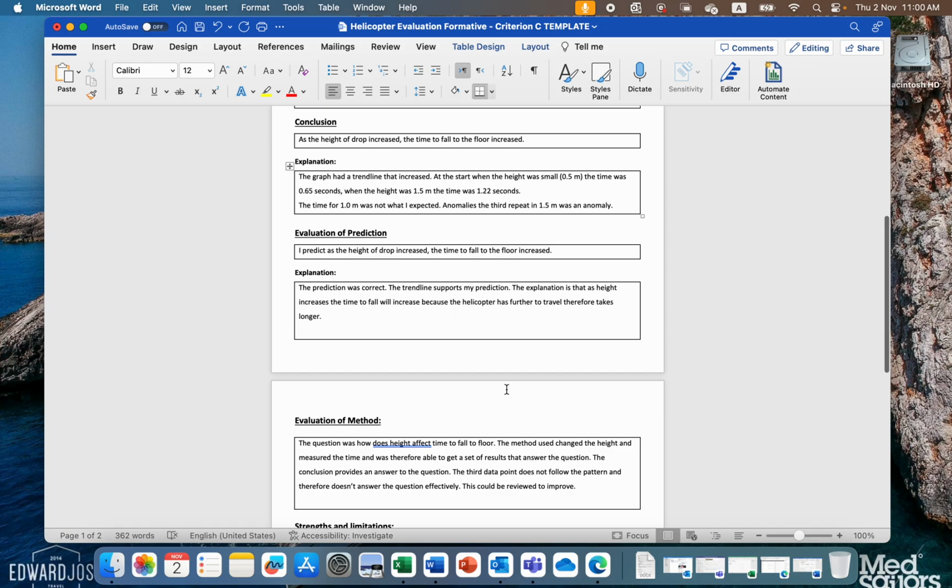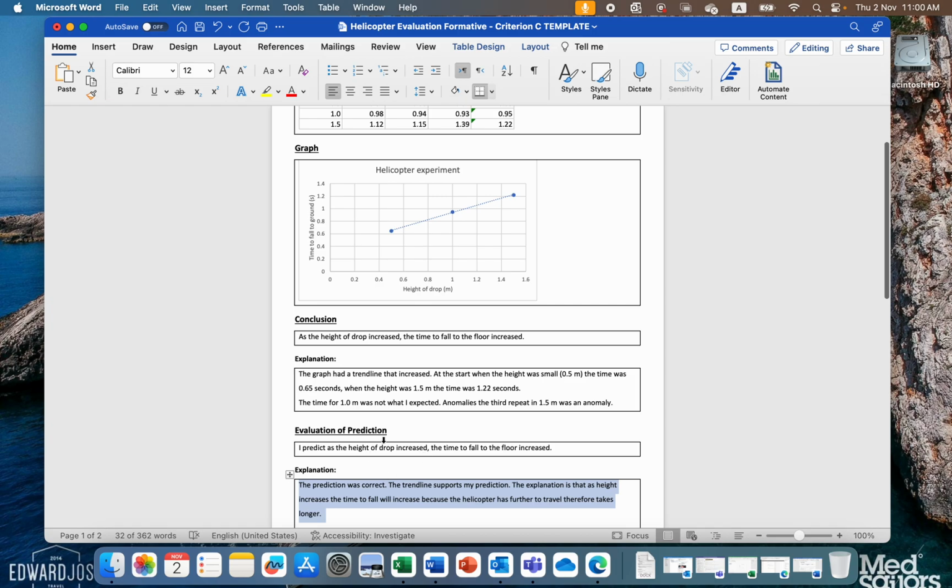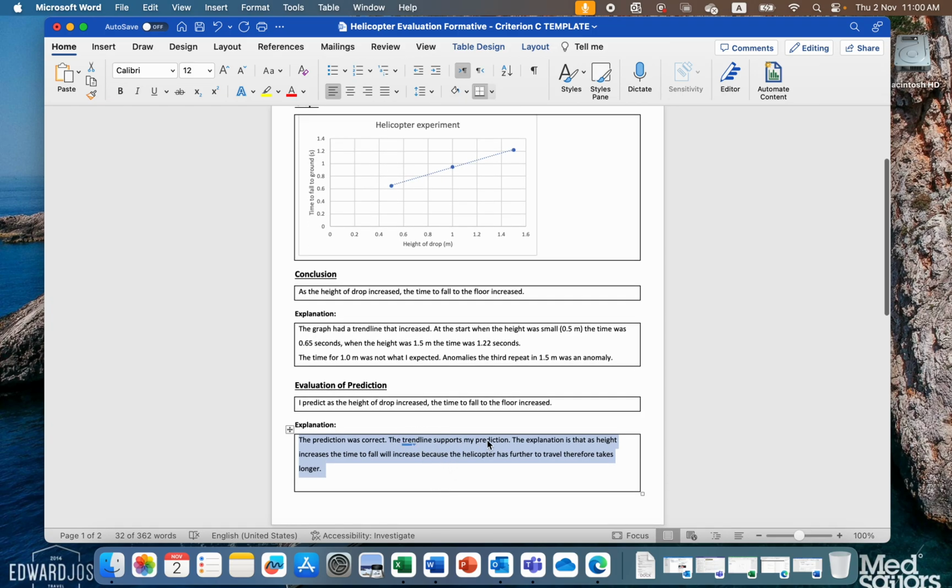But anyway, evaluation and prediction, the first thing they do is they restate their prediction. This was submitted a while ago for their criteria B, so they'll have to go back and find it. If they can't find it, they can make a prediction and then just write that in there. And then our explanation is, do our results support our prediction? So they should talk about their data, and then they should also, for the best answer, they should try and explain the science to it.